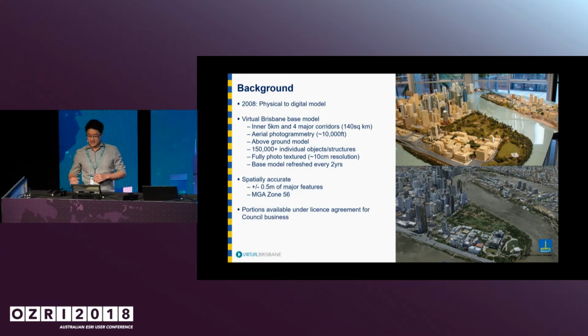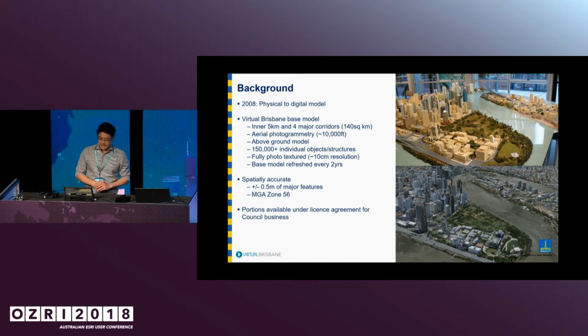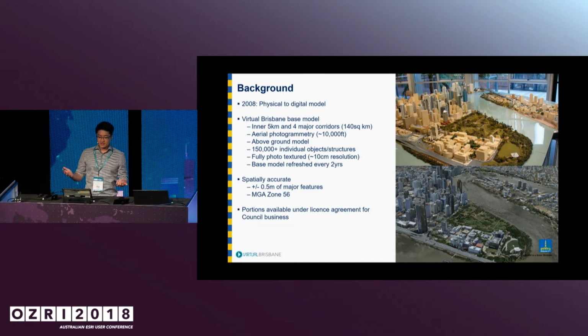Our Virtual Brisbane base model, what is that? It spans the inner 5 kilometres and 4 major growth corridors. That's about 140 square kilometres. It's generated using a process called aerial photogrammetry, captured from light aircraft at a couple thousand feet up in the sky. Now, Gordon started to introduce this concept, but I just wanted to reiterate it.